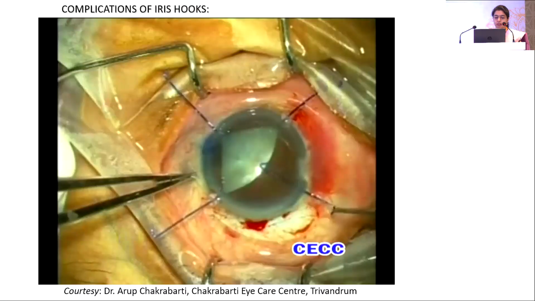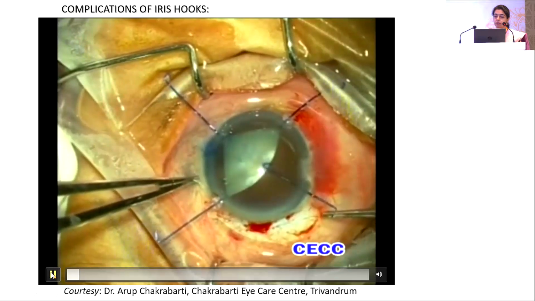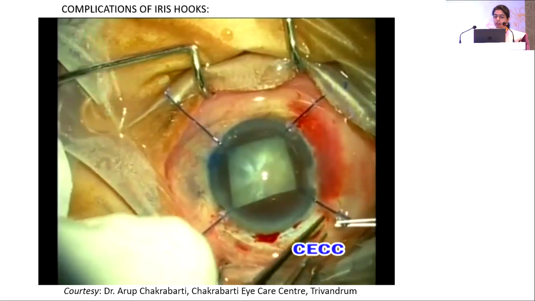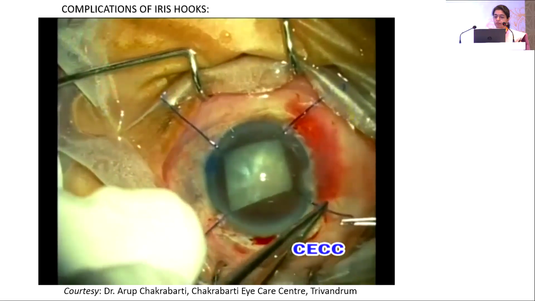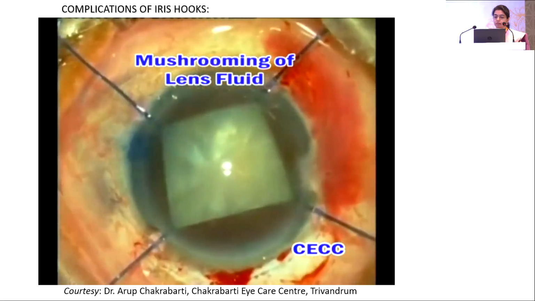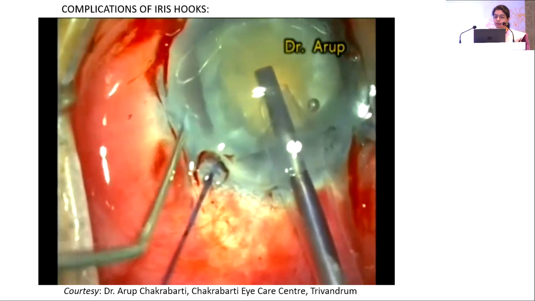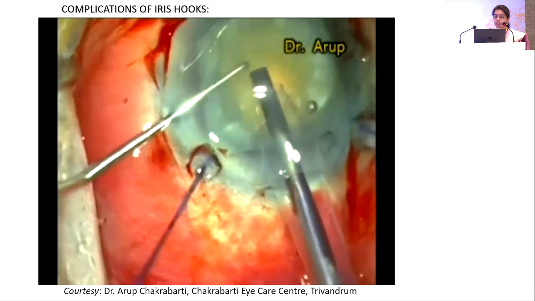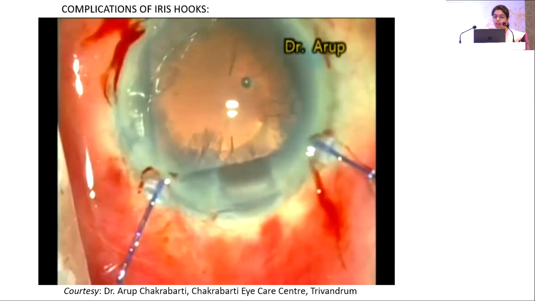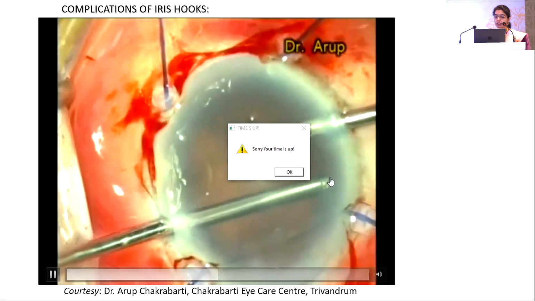Complications of iris hooks. Iris hooks should be inserted and removed very, very meticulously. Here you see the iris hook has caused a puncture in the anterior capsule, and there is mushrooming of lens fluid. Here again, see the iris is tented in a square configuration, and the sharp chopper has hit the iris here, and then you see there is bleeding, and the entire surgery gets complicated.